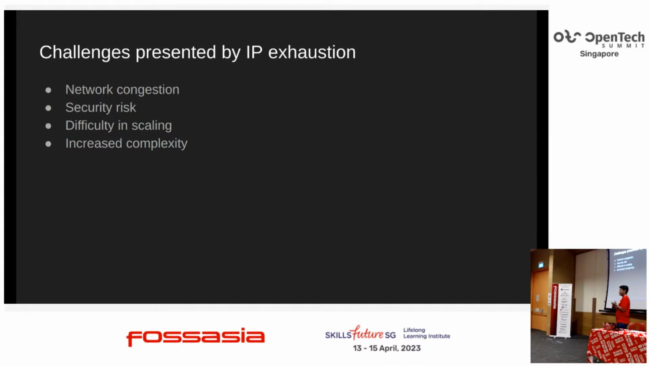Since the IPs are getting exhausted, the pods in the Kubernetes cluster would compete to have the IP address from the same pool. And that might result in network congestion, and potentially downtime or service interruptions.